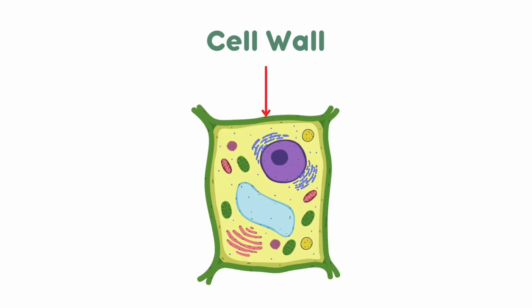Here is the cell wall of a plant cell. It's important to recognise that the cell wall is the outer layer, not the inner layer. The inner layer is the plasma membrane. And now we're onto the vacuole. This can also be called the permanent vacuole.